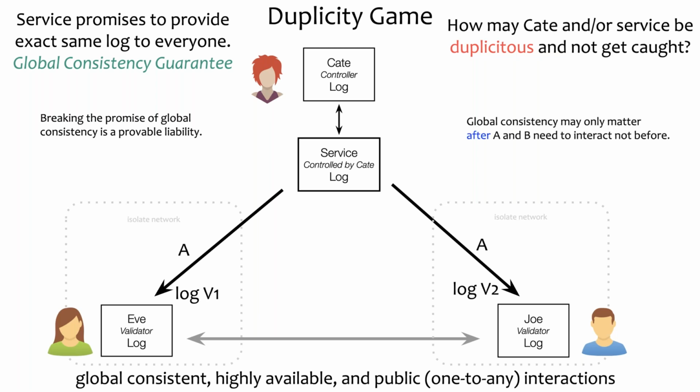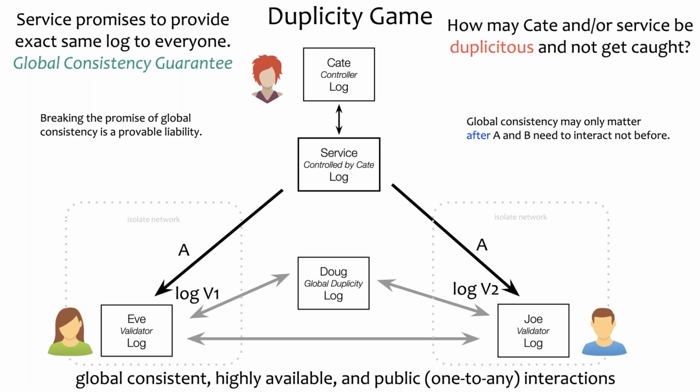But if Joe and Eve need to interact, then it defeats us, because by being isolated, the interaction fails, right? So in that case, if global consistency only matters after they need to interact, then all Kate's duplicity does is prevent the interaction from completing. But let's say that that's not a problem. Let's say that they don't necessarily need to interact, but sometime in the future they need to interact, and they want to be protected against that.